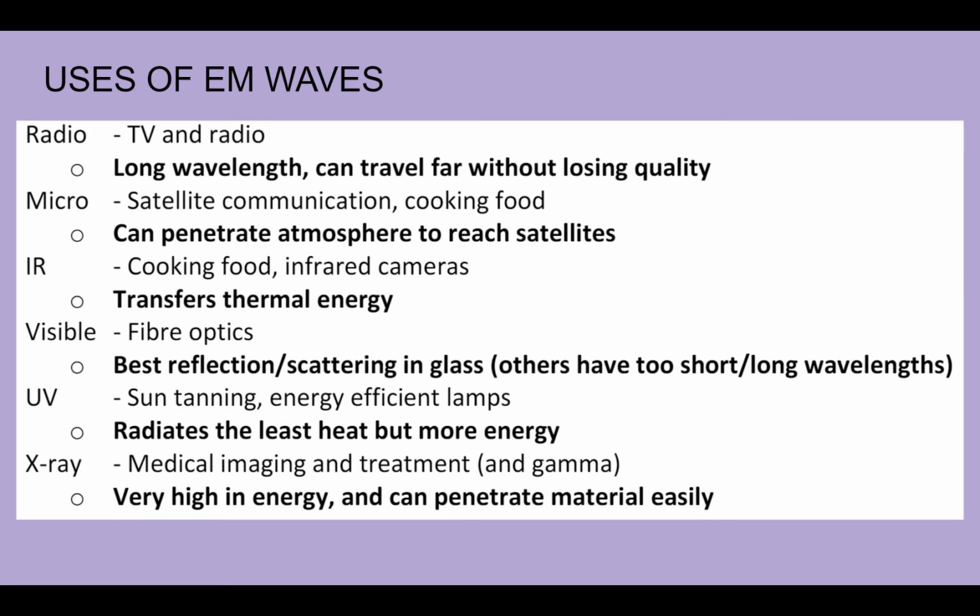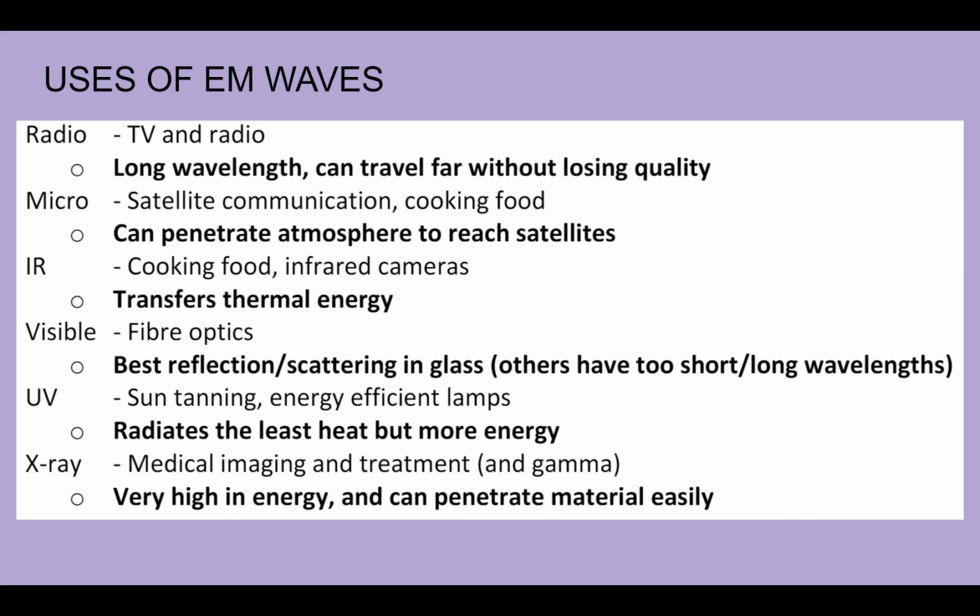So the uses of the EM waves is obviously radio waves you can use in TV and radio. The long wavelength can travel far without losing quality. So microwaves, satellite communication and cooking food. It can penetrate atmosphere to reach satellites. Infrared radiation, infrared rays, you can use also for cooking food and infrared cameras. So it transfers thermal energy.